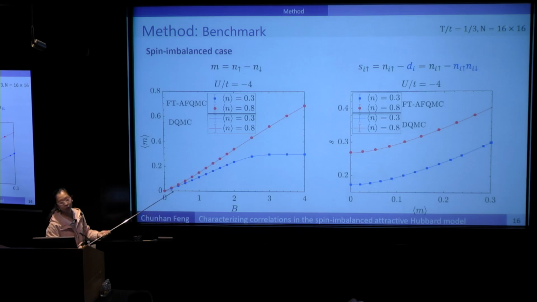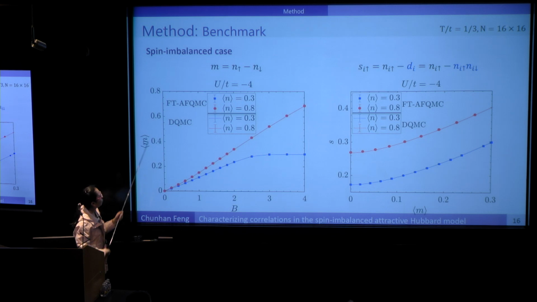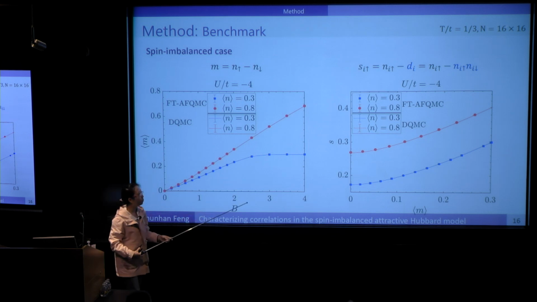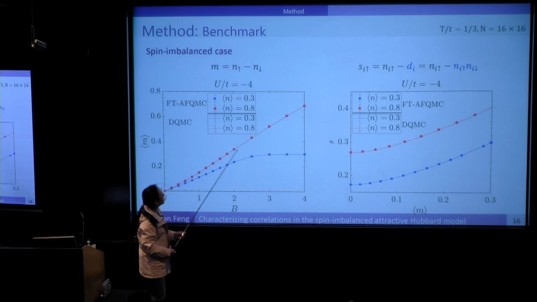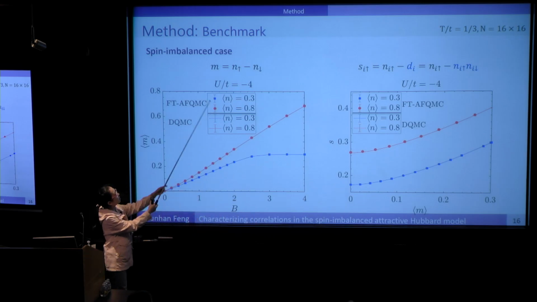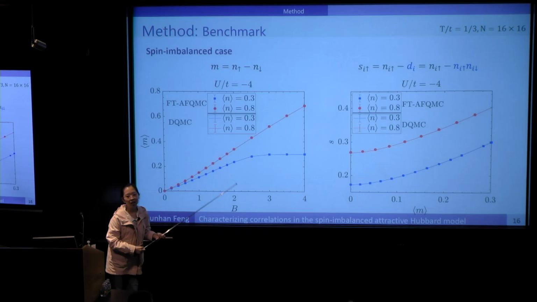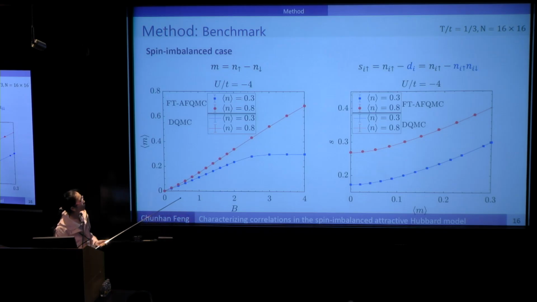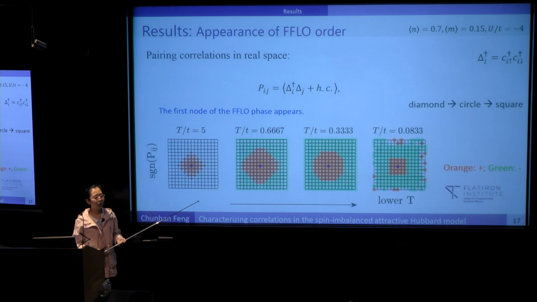And here is some further benchmark for our spin-imbalanced system. It's at T equal to 1/3, and we just look at the magnetization versus magnetic field, and also the single density versus magnetization here. And there are two sets of data. The data points here are given by the finite temperature AFQMC, and the lines here are given by DQMC. And we can clearly see they are just on top of each other, a pretty good agreement. Okay, great. Now let me show you some interesting physics results.